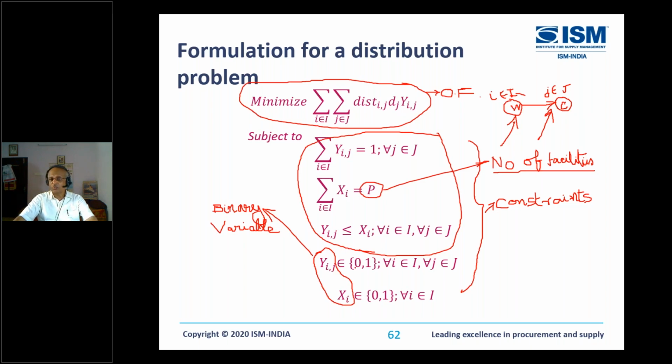Yij is either 0 or 1. That means there will be a flow from I to J. That means if I choose I equal to 1 and J is 3, so 1 to 3 will be there if its value is 1. If it is not there, its value will be 0. Similarly, Xi means the plant or warehouse will be open. It will be 1. If it is closed, it will be 0. And Xi is greater than or equal to Yij because I cannot keep a plant open. Suppose the plant is not open, so Xi will be 0, and Yij should also be 0. This Yij cannot have a value of 1 because Xi is 0.